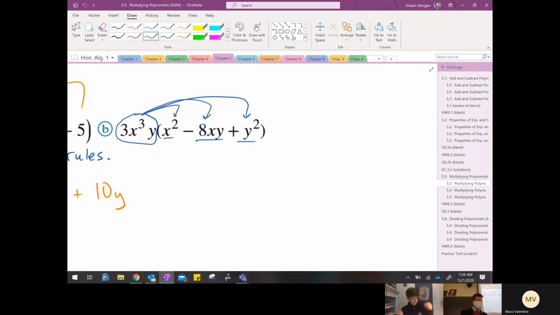All right, let's see here. We're gonna go Will, and then we're gonna go Andrew, and then we're gonna go Reed. 1, 2, 3 each term, please and thank you. All right, so Will Edwards, hit me up. What's 3x cubed y times x squared?